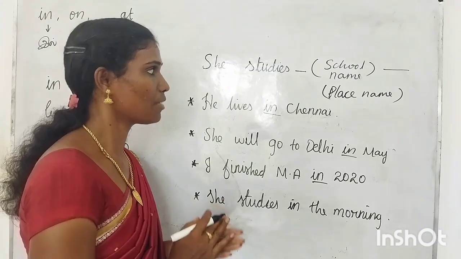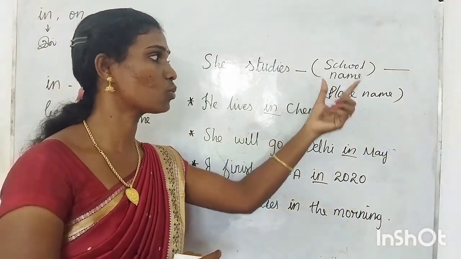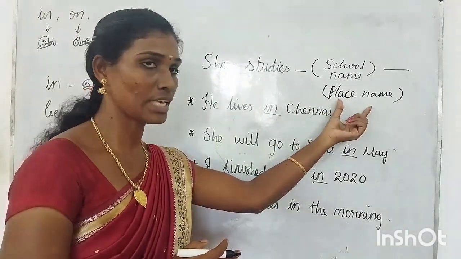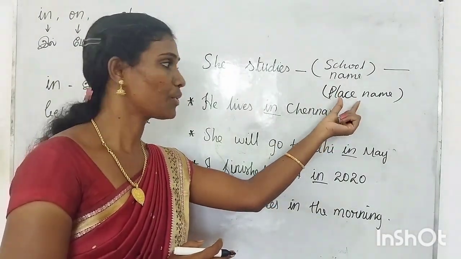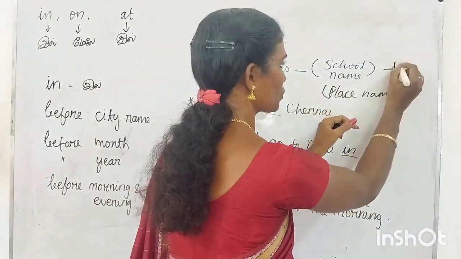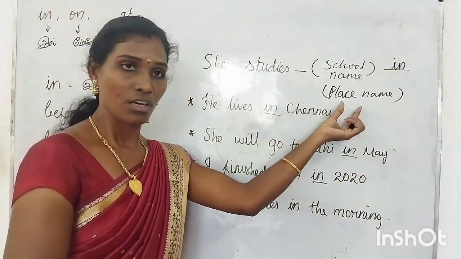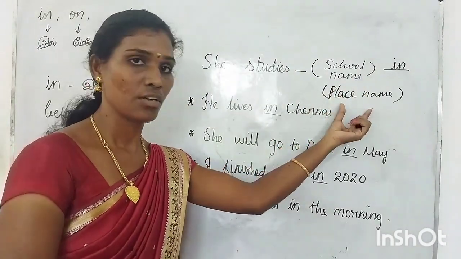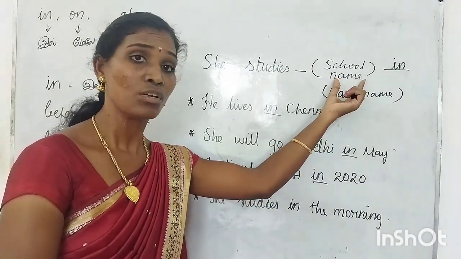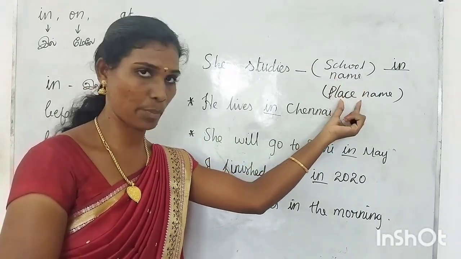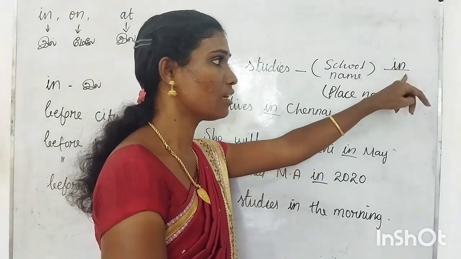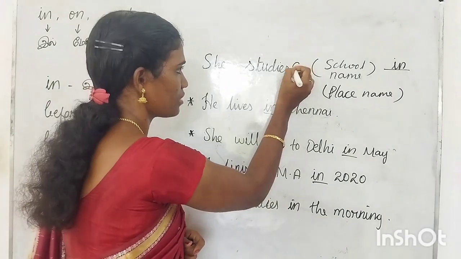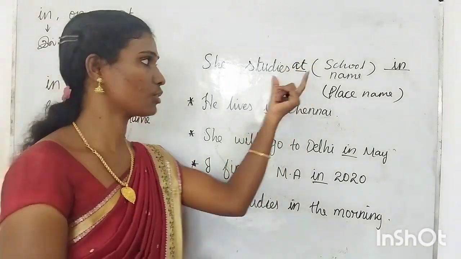At the same time, if we have two places, one a school name and another a place name, then for the bigger place name we use the preposition in, and among this place there is a school. This is the biggest area and this is the smallest area within it. So for the biggest area the preposition is in, and for the smallest area the preposition is at.